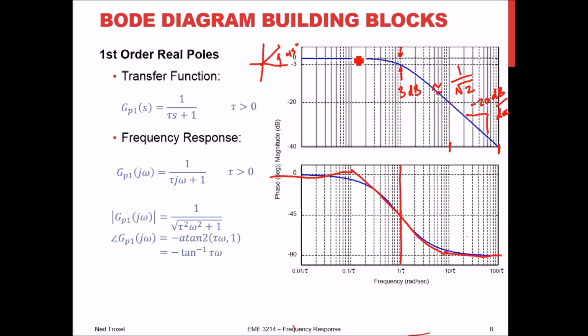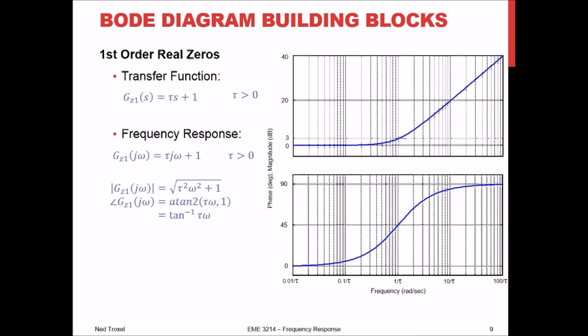And this one you can almost approximate by drawing all the way flat to the cutoff frequency, and then down at that slope of minus 20 dB per decade. And then you just smooth out the graphs. All right, that was a first order pole.